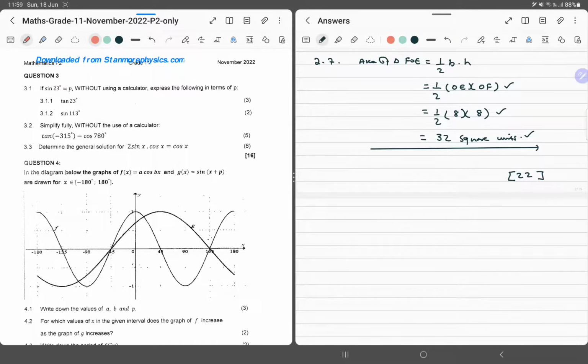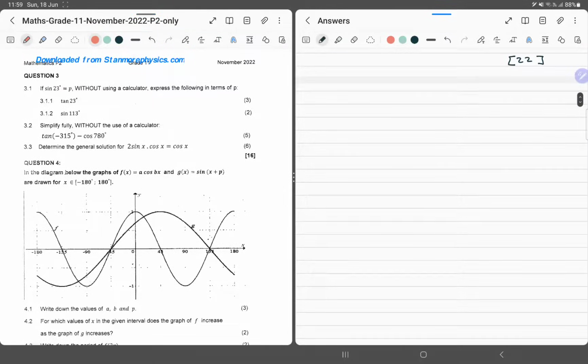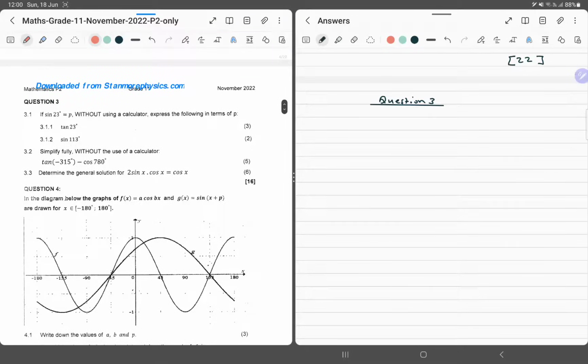Okay, let's do trigonometry, which is question 3. Now, question 3, very straightforward. From grade 10 already, you've been doing this. So 3.1 says, if sine of 23 degrees equals P, without using a calculator. So basically, we don't want to see decimals and we don't want to see just answers. Okay, express the following in terms of P.